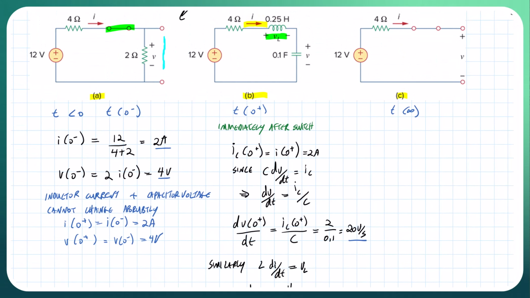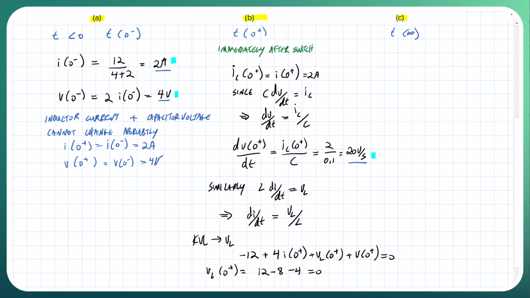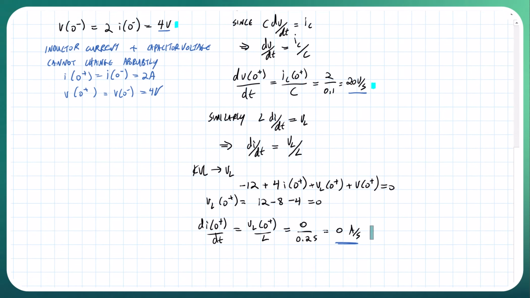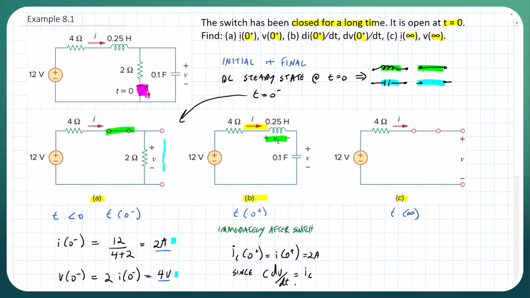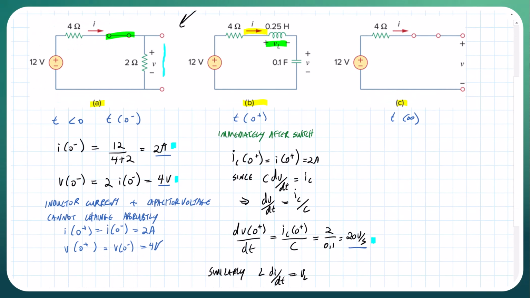So we have t less than 0. We got our current there. We figured out right after the switch is made, we got dV and we got di. Okay, now the question was asking for these guys. We got those, we got these. Now what we need to do is figure out our time infinity, which is that third circuit there.